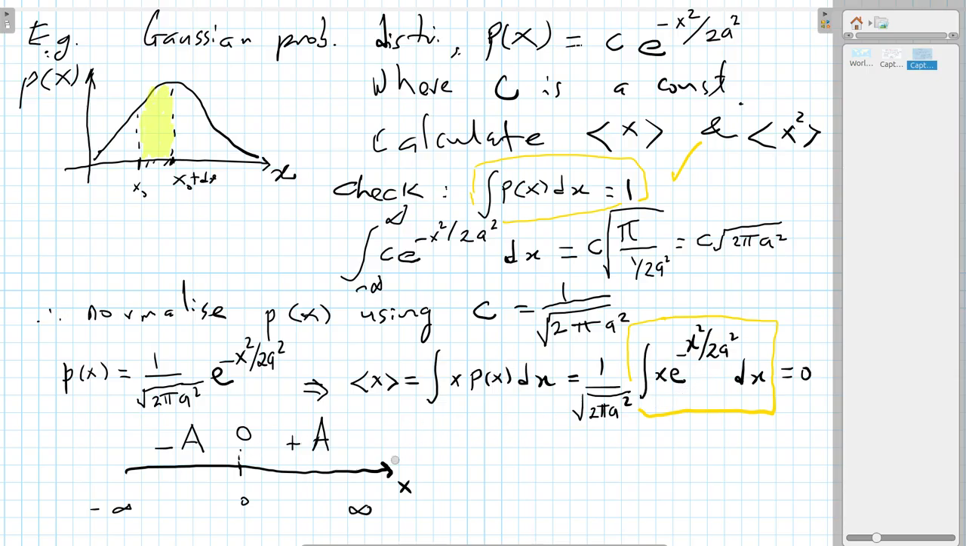So why am I writing it this way? In negative x, I'm saying it's something minus a, and in the region of positive x, I'm saying it's going to be plus a. The reason is that the function we're dealing with, the integrand, what we are integrating over here, is actually what is called an odd function.